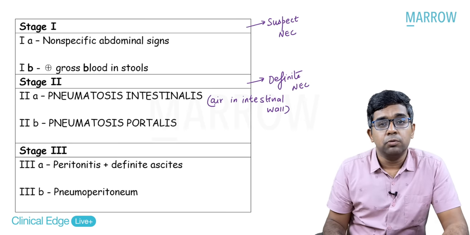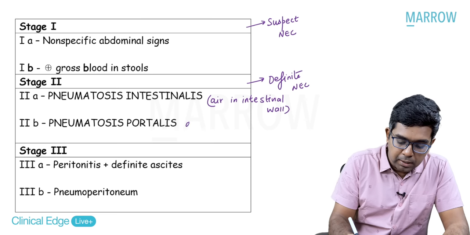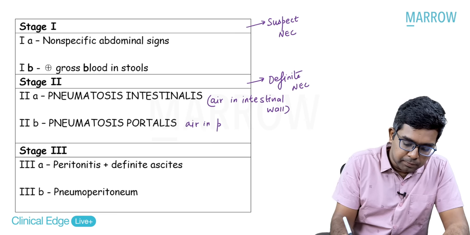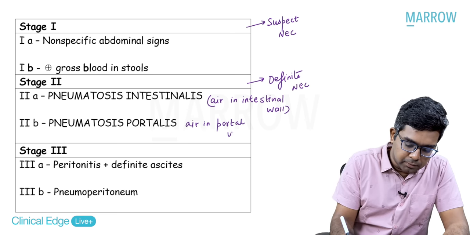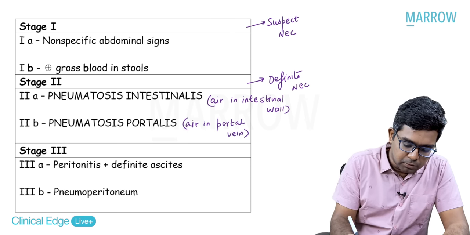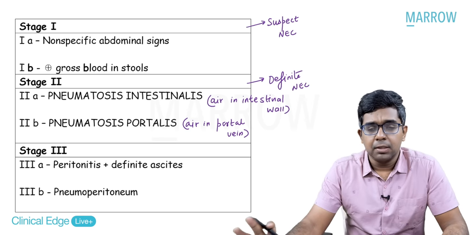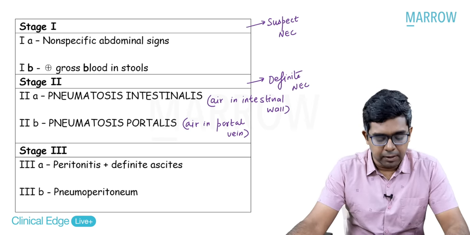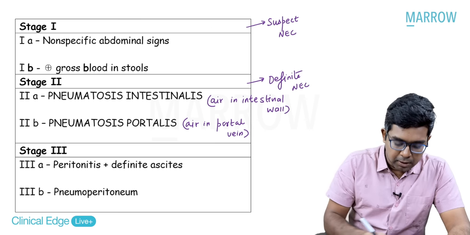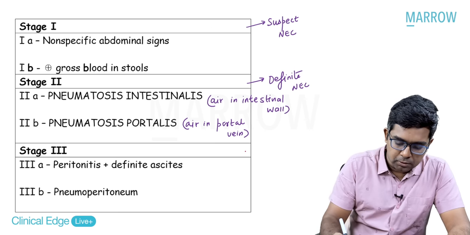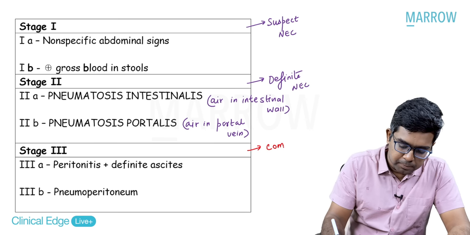Then 2B would be pneumatosis portalis, which is air in the portal vein. That is 2B. Now at this stage, we can diagnose NEC, so it's called definite NEC. Stage 3 is actually characterized by a lot of complications, so it's called complicated NEC.